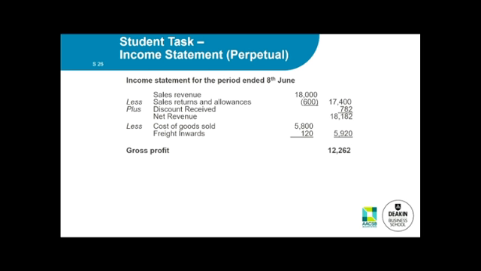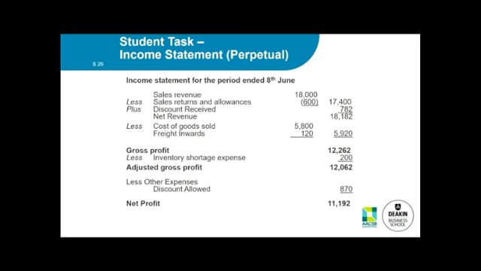We had our discount, and then we had our shortage. So less shortage will give us adjusted gross profit, and then we also had the discount there as well. And once we include that discount, we'll get to our $11,192 under the perpetual system.